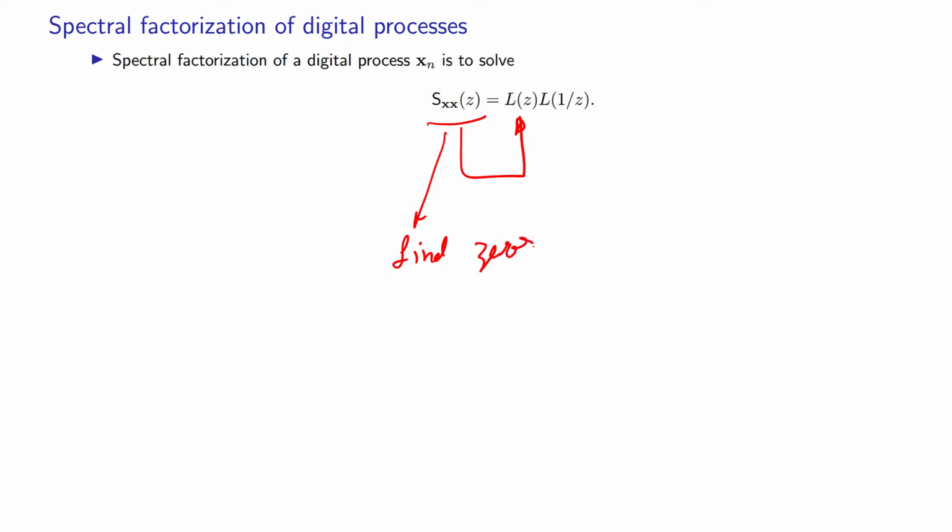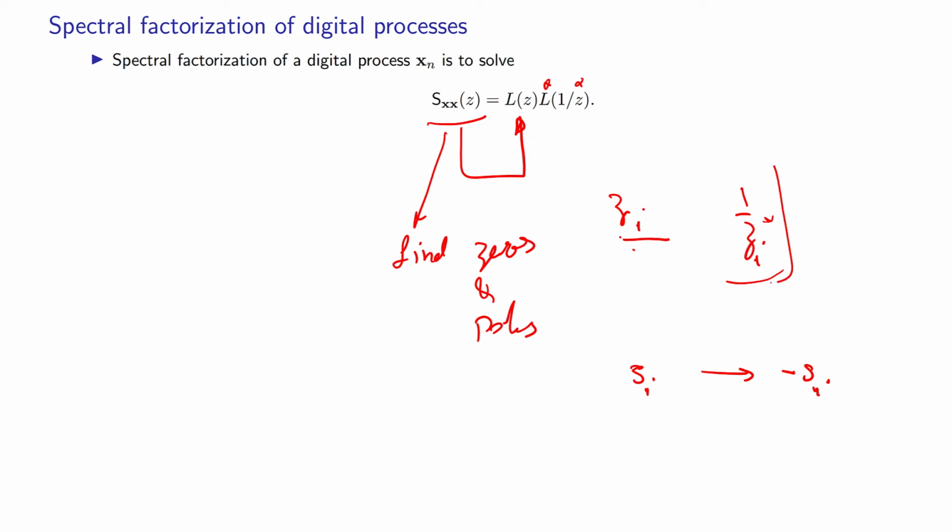So it's obvious, you get this one, find zeros and poles, and from this equation we see that every zero and pole, if zi is a zero, therefore 1 over zi, which is the mirror of that, is also another pole, and if zi is a zero, also the inverse of it is also. So in continuous domain, if Si was a pole, you should solve it for minus Si. But for discrete time, you have to do this one. So it's kind of a little bit different.